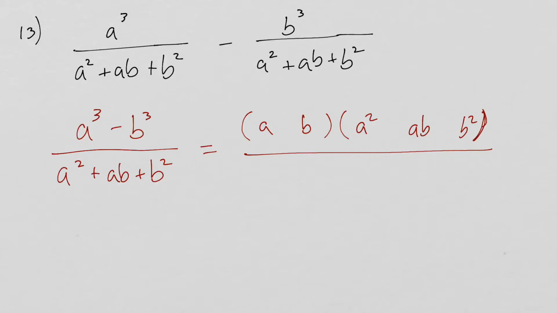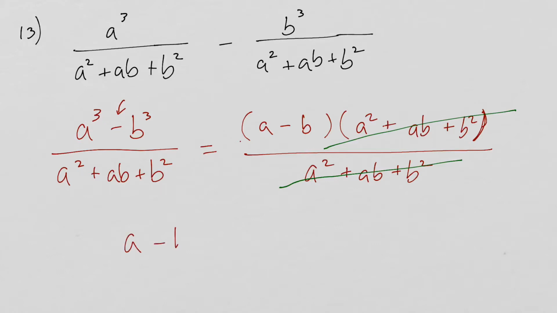Okay? And I do SOAP. Same, that's the same sign. Opposite of that, always positive. And I have this over this. And now you can see that the entire factor here cancels. So it's over 1. So my final answer is simply a minus b.